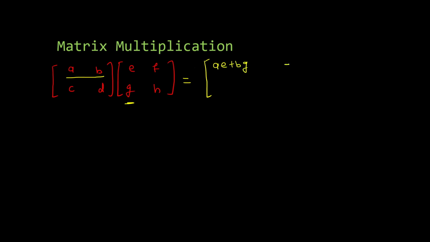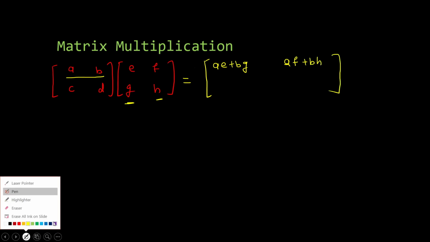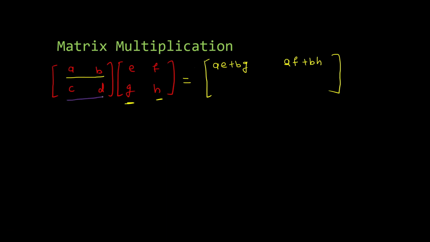Now to get this element right here, this is in my first row and second column. So this is first row, second column. Let's multiply. So it will be AF plus BH. And similarly, for the elements of the second row, I need to do it with the second row. So this is CE plus DG, and now this with this column. So this is CF plus DH. This formula I have written for 2 by 2 matrices.